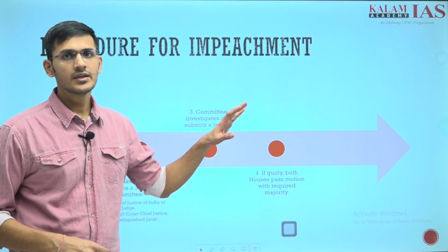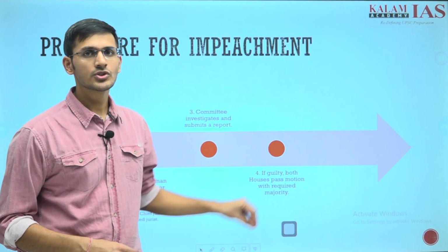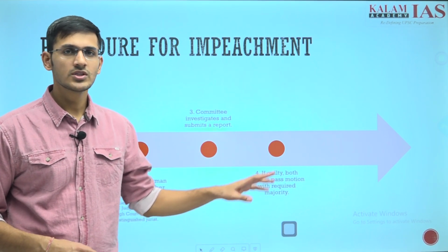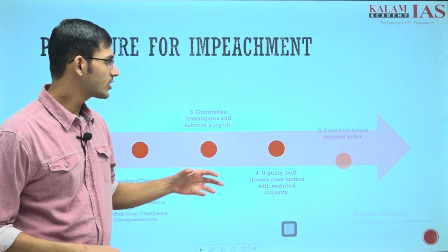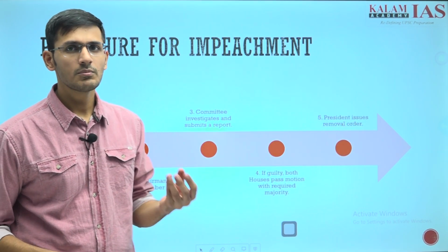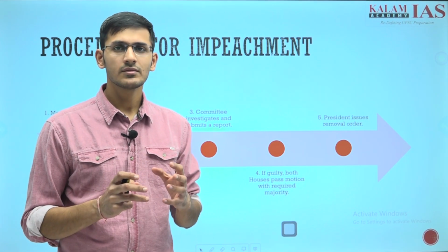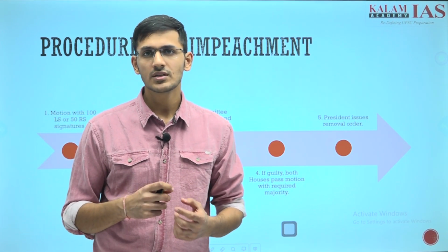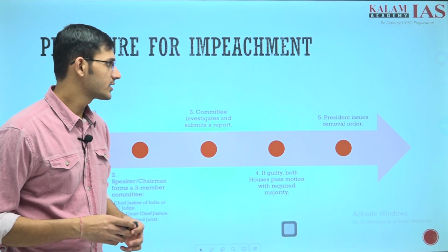If the judge is found guilty, then the motion will be put to vote in both the houses, and both the houses will clear the motion with a majority, in which in the Rajya Sabha and Lok Sabha both, 50% of the total members should vote, and at least 2/3 of those present and voting should clear the motion to proceed further.